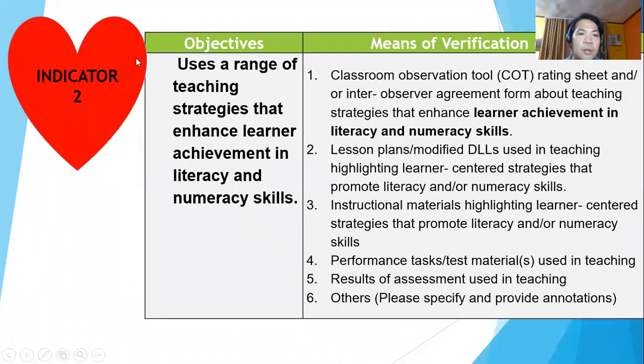In indicator number 2, uses a range of teaching strategies that enhance learner achievement in literacy and numeracy. You should provide the COT rating sheet on strategies that enhance learner achievement in literacy and numeracy skills. Next, lesson plans or DLL, instructional materials, performance tasks or test materials.